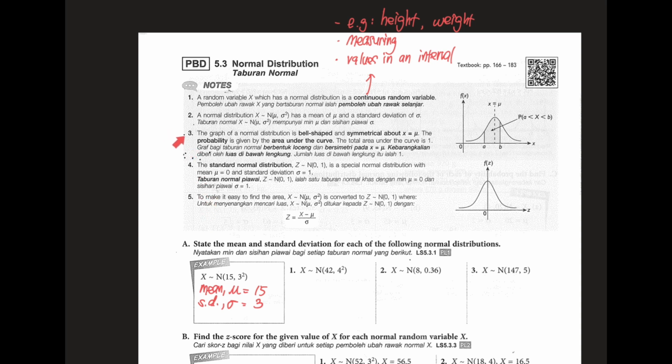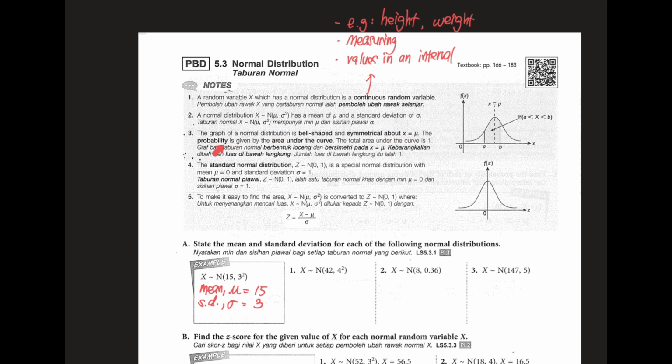Number 3, the graph of a normal distribution is bell-shaped. This is the bell-shaped graph, like a mountain, and symmetrical about x equals mu. So this is x equals mu, which is the peak of the bell or the peak of the mountain, and left and right look symmetrical. That is why they say symmetrical about x equals mu.